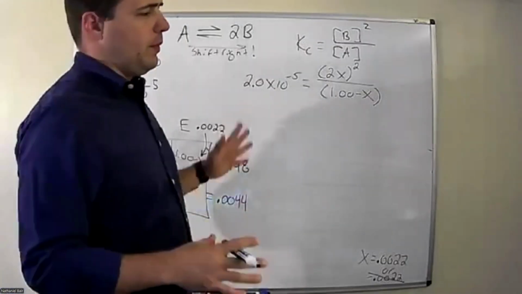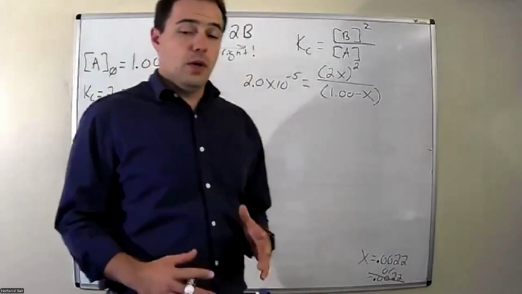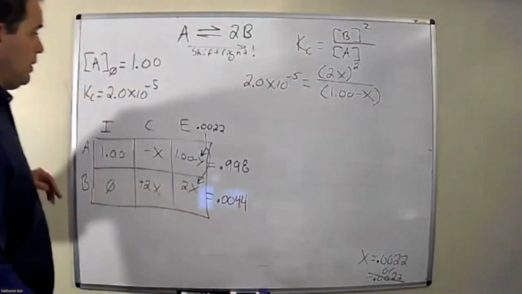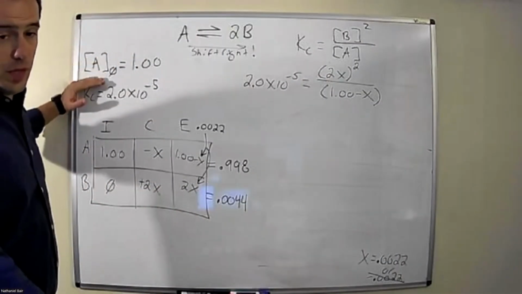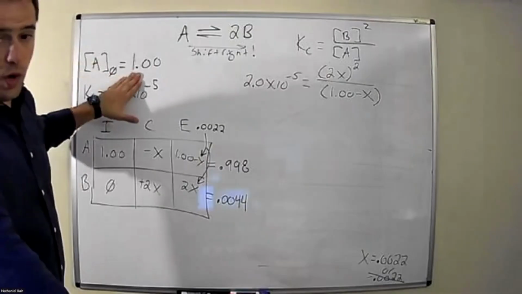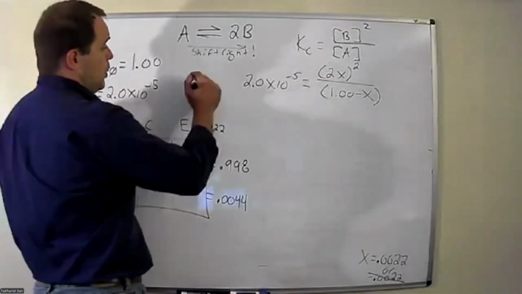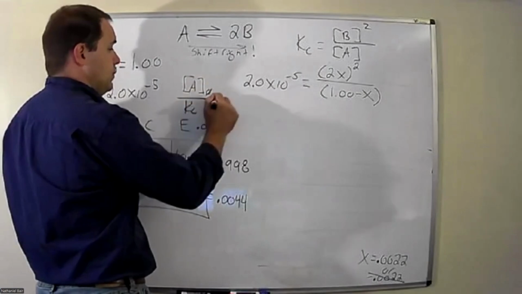When you are at this point, before you're like, oh man, I've got to do this quadratic craziness, you always want to see if you can make the x is small assumption. Here's how it works. You take the smallest initial concentration other than 0. So the only thing I have an initial concentration of is A. So that's 1. We're going to divide it by the equilibrium constant.